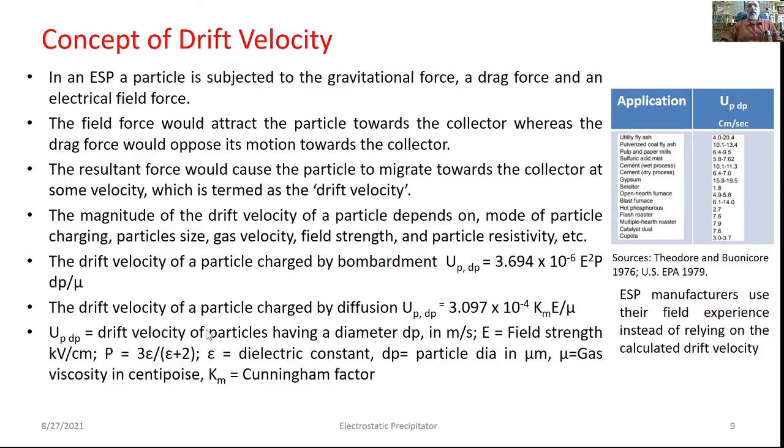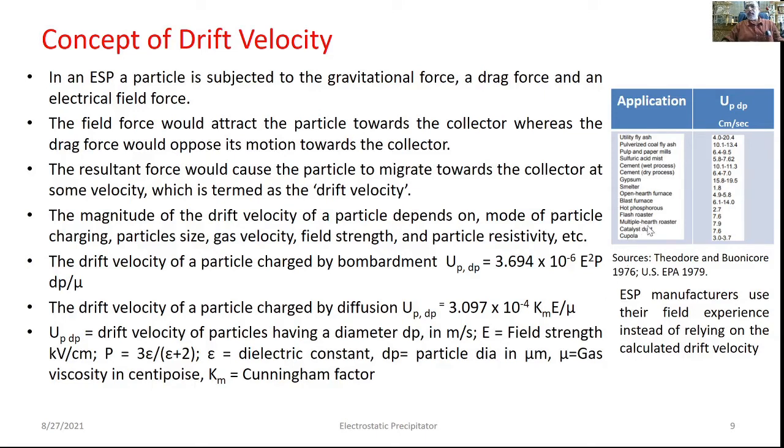Here, UP is the drift velocity of the particle having diameter dp, expressed in meters per second. Capital E is the field strength. Capital P is 3ε/(ε+2), where ε is the dielectric constant. Mu is the gas viscosity in centipoise, and Km is Cunningham's factor.